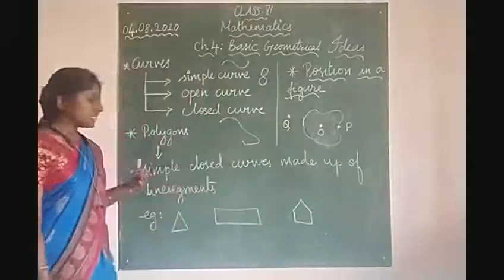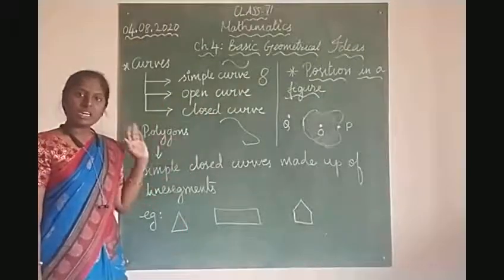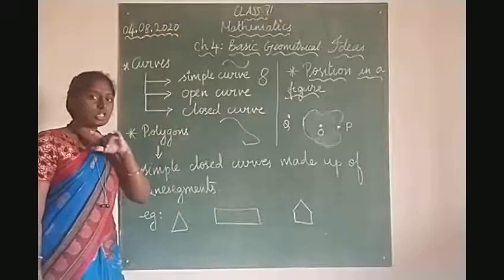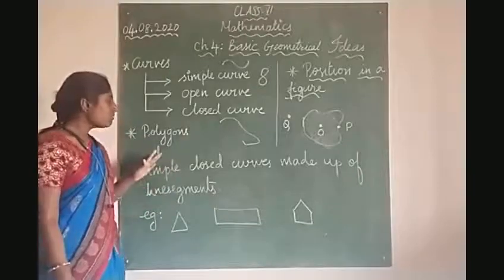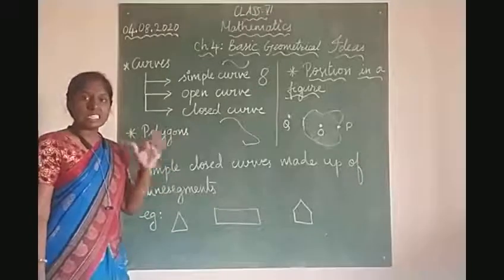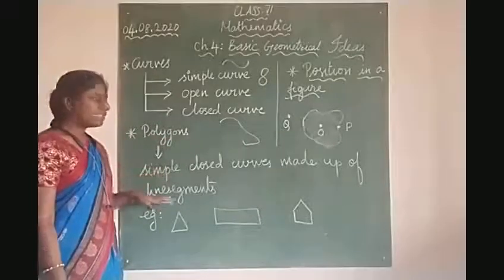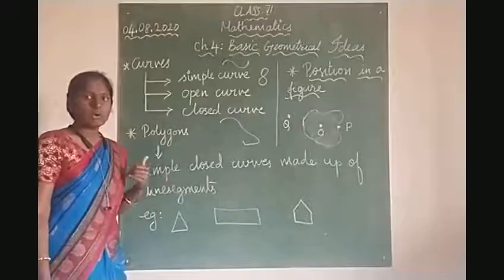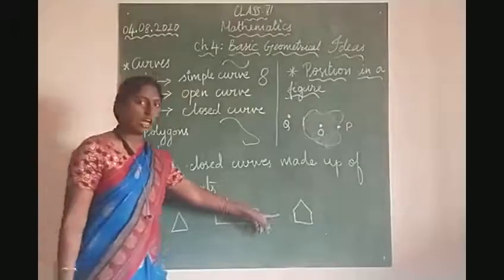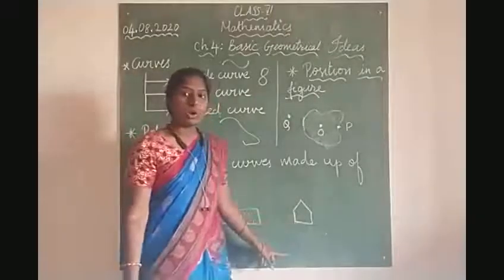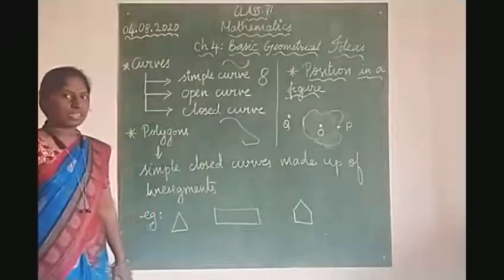Coming to the next topic, polygons. So what is a polygon? A polygon is a closed figure made up of line segments only. There should not be any curve in it. A line is also a curve, but for a polygon it should be a straight line. There should not be any bending in it. So a simple closed curve made up of straight lines or line segments is known as a polygon. You can see examples such as triangle, rectangle, and this one. How many sides are here? 1, 2, 3, 4, 5. So what is the name of this shape? Pentagon.